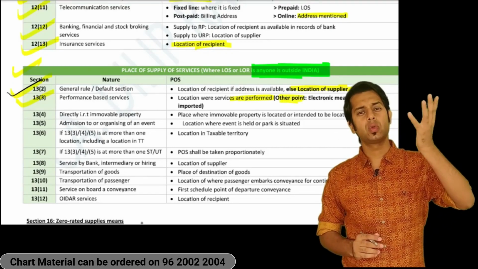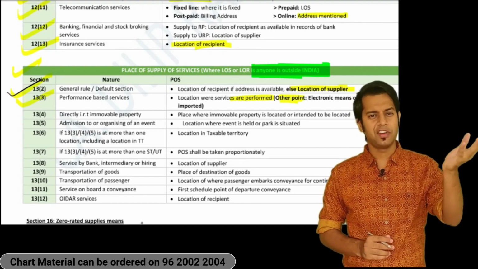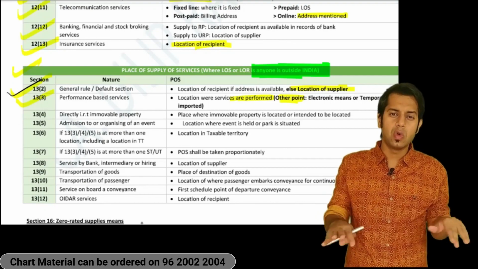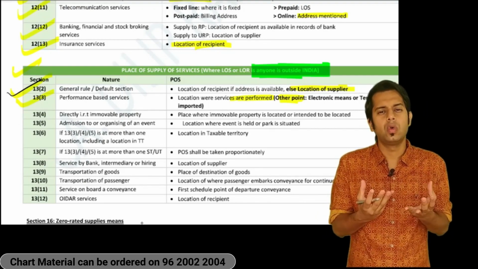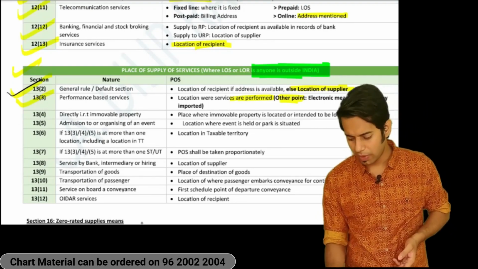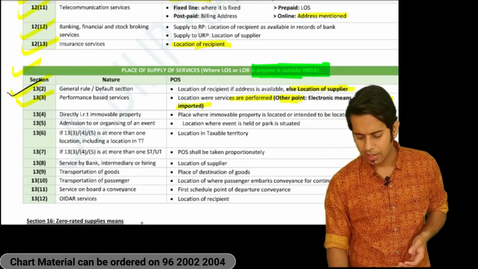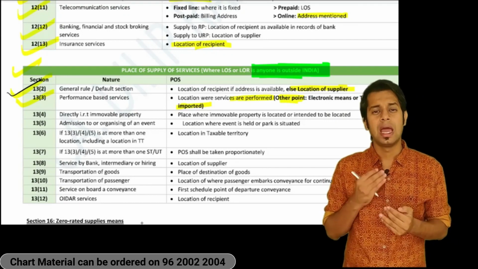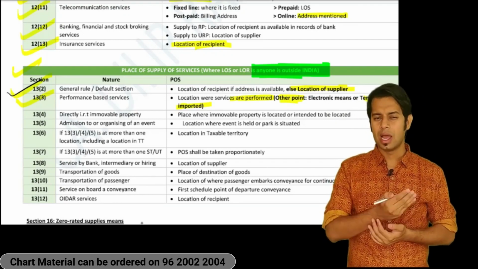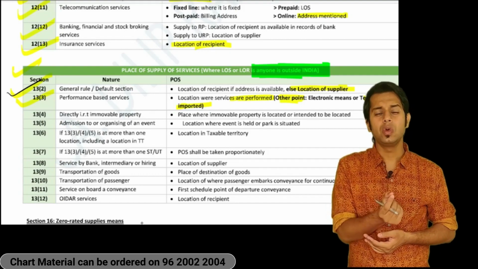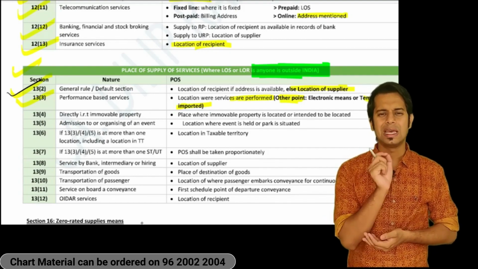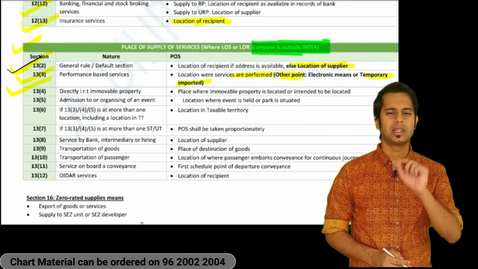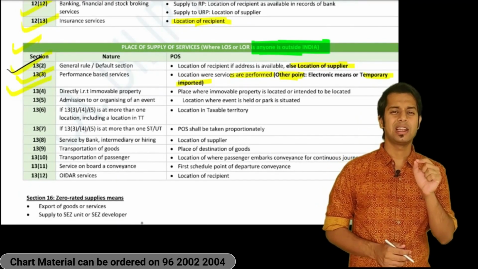If the services are provided through electronic means from any other location, then the place of supply will be the location of goods at the time of provision of services, wherever the goods are located at the time when the services are provided. Similarly, if the goods are temporarily imported into India for the purpose of repairs or doing any process, and after that they are re-exported, without any use or with minor use, then the place of supply will be the location of recipient. Then section 13 subsection 4 talks about services directly in relation to immobile property.